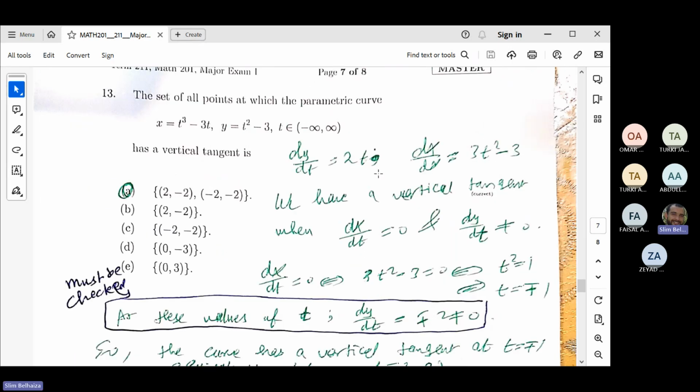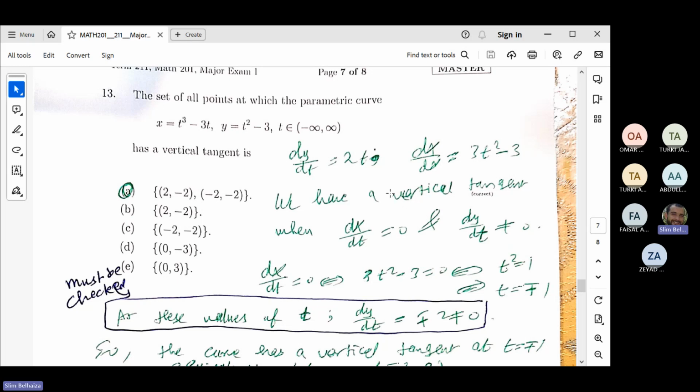Now, question 13. The question is about the set of all points at which the parametric curve. So we're going back now to the first part of the semester. The set of all points at which the parametric curve x equals t cubed minus 3t and y equals t squared minus 3t, when t goes from negative infinity to positive infinity, has a vertical tangent. Well, basically, what do we need here? We need to find dy over dx. It's dy over dt divided by dx over dt. First of all, dy over dt is 2t, and dx over dt is 3t squared minus 3.